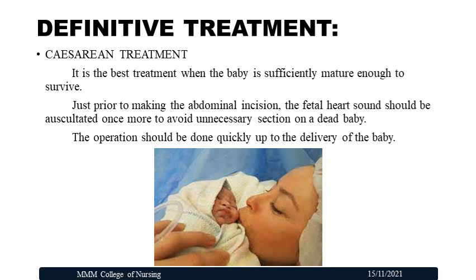Next we can see the definitive treatment. Cesarean is the best treatment when the baby is sufficiently mature to survive. Just prior to making the abdominal incision, the fetal heart sound should be auscultated once more to avoid unnecessary section on a dead baby. In cord prolapse or presentation, there is more chance of fetal distress and also death of the baby. So in order to avoid unnecessary cesarean, we have to confirm the fetal heart sound before doing the cesarean section. The operation should be done quickly up to the delivery of the baby.